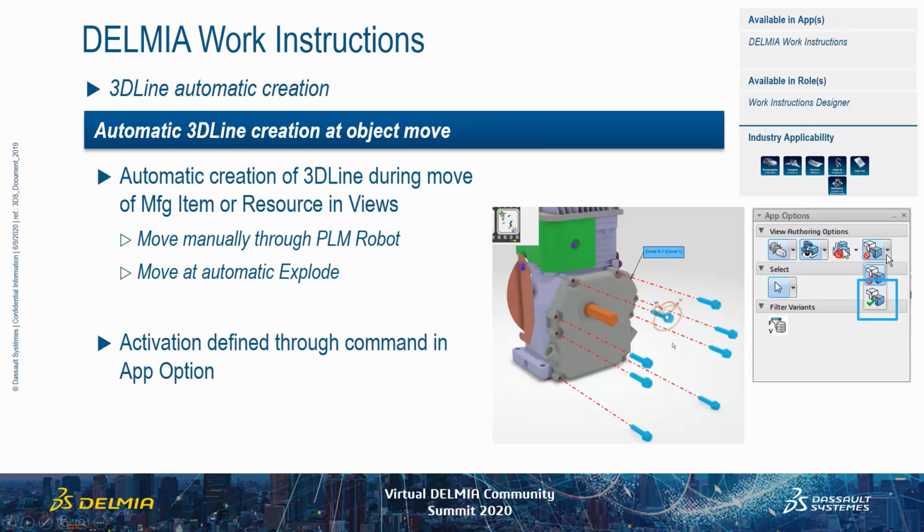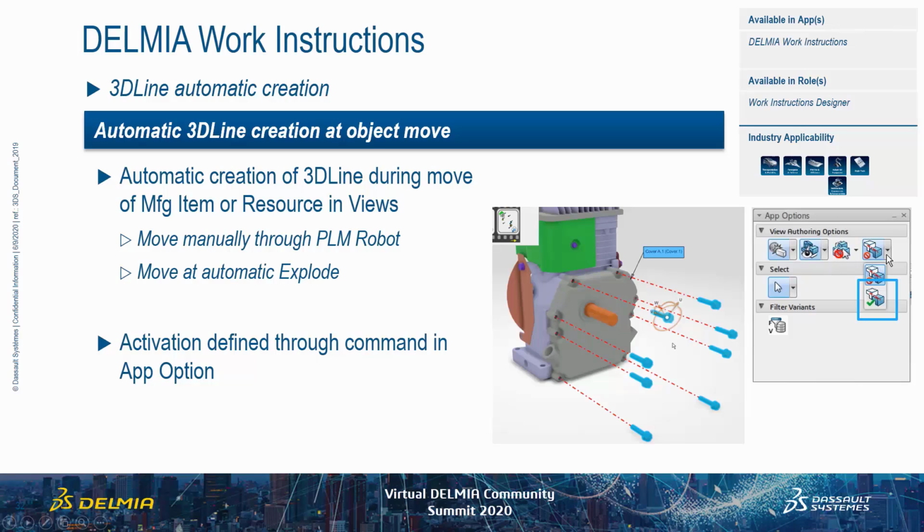In terms of dress up for 3D work instructions, here is a new announcement related to 3D lines, with the capability to automatically generate lines by moving parts. So you manually move one part using the PLM robot, and it's going to generate the line automatically. This can be generated also at explode.